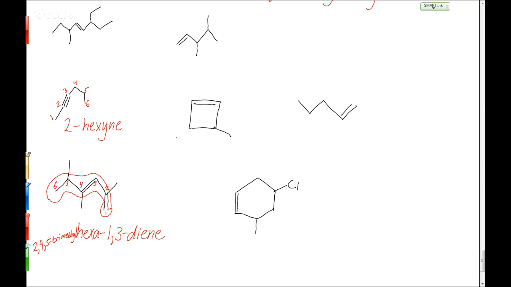All right, let's take a look at these names. So the first one, I see the longest chain going straight across the middle. It doesn't really matter where we start here. We'll start over here so that the ethyl group gets the lower number. 8 carbons is octane, and there's a double bond between 4 and 5. So that gives us 4-octene. The substituents are 3 ethyl and 6 methyl.